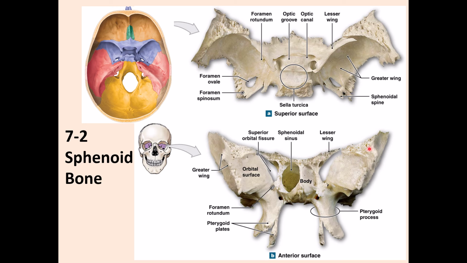This is the lesser wing, and this is the greater wing. The space between the two is called a fissure. So this is the superior orbital fissure, this and this. Structures that pass through the superior orbital fissure: the first branch of cranial nerve 5, also cranial nerve 3, cranial nerve 4, and cranial nerve 6. Once again, cranial nerve 3, cranial nerve 4, the first branch of cranial nerve 5, and cranial nerve 6 pass through that.